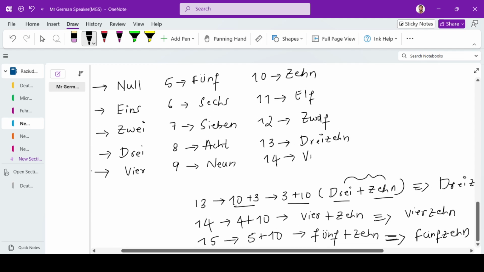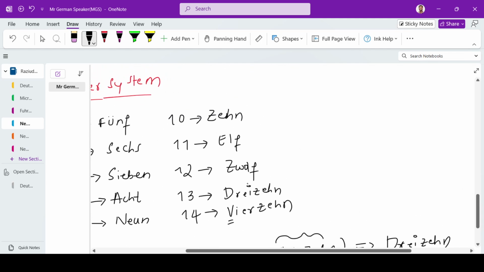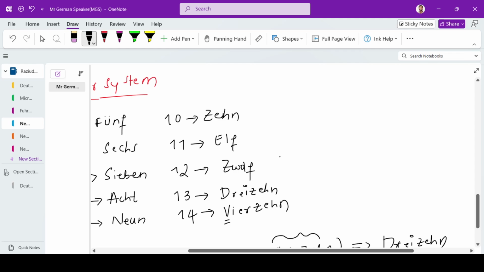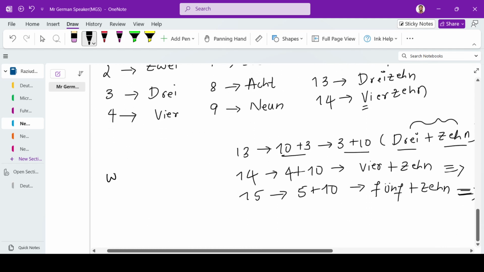So 14, as discussed, is vierzehn. Make sure we don't read this as vier; we have to read it as vierzehn, V-I-E-R-Z-E-H-N. Don't call it vierzen, because when you say vierzen, a German might hear it as vier sehen, which has a different meaning. It means we see four, which would be a complete disaster.